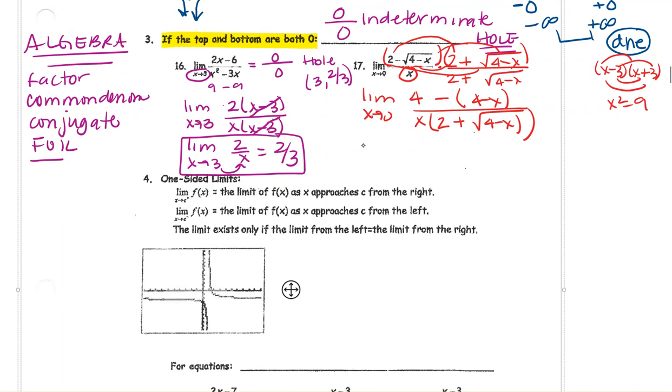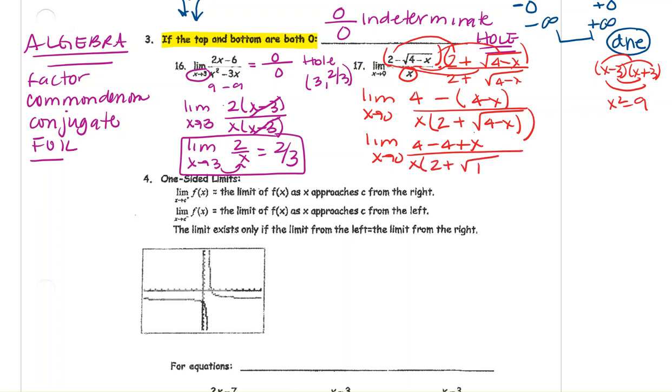Okay, so I'm going to just clean up my numerator here. This would be the limit as x approaches 0 of 4 minus 4 plus x. So I'm distributing that negative. And then the denominator is x times 2 plus the square root of 4 minus x. In this case, 4 minus 4 cancels. So all I have left in the numerator is an x, which is going to cancel.